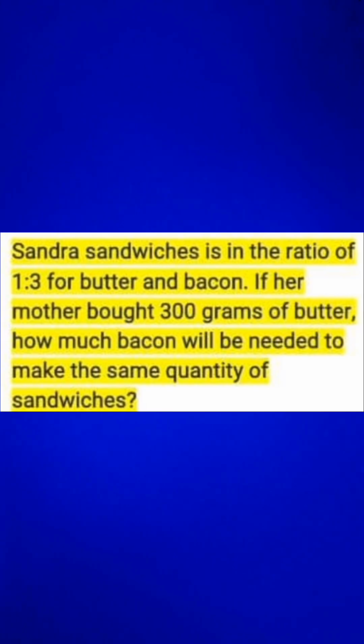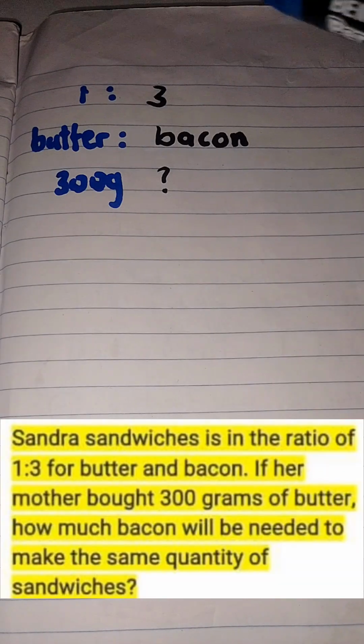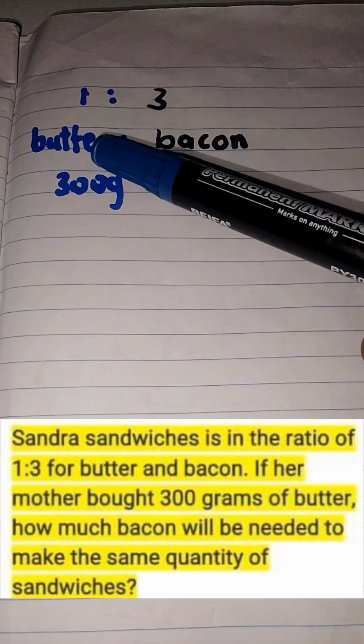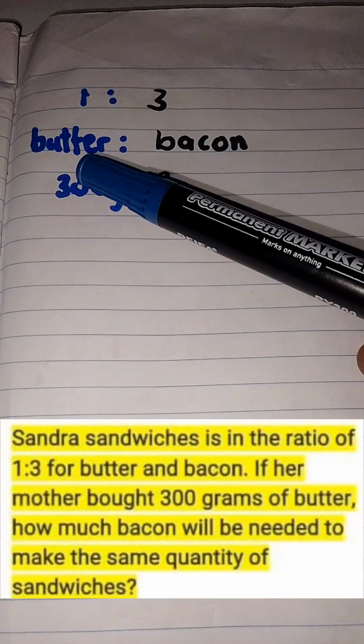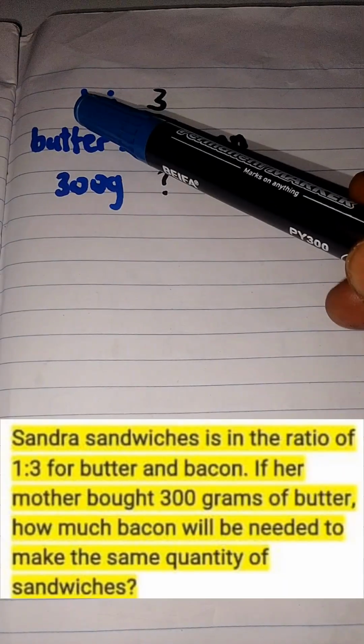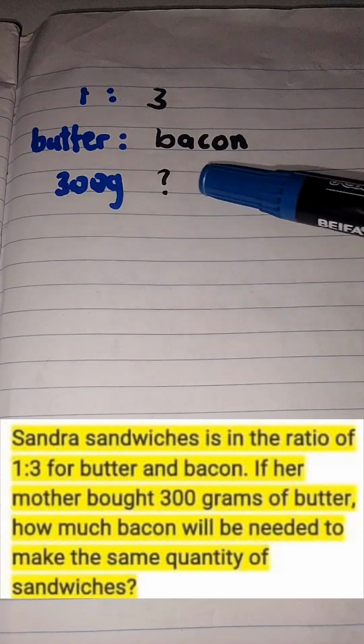So now this question says, Sandra shares sandwiches in the ratio of 1:3 for butter and bacon. If her mother bought 300 grams of butter, how much bacon will be needed to make the same quantity of sandwiches? So now let's analyze all these things. This is the ratio, 1:3, for butter and bacon. Butter is 1, bacon is 3. They come respectively. And then the value for 1 is 300 grams. How do we know? The question says 300 grams for butter. So we'll look for that of bacon.